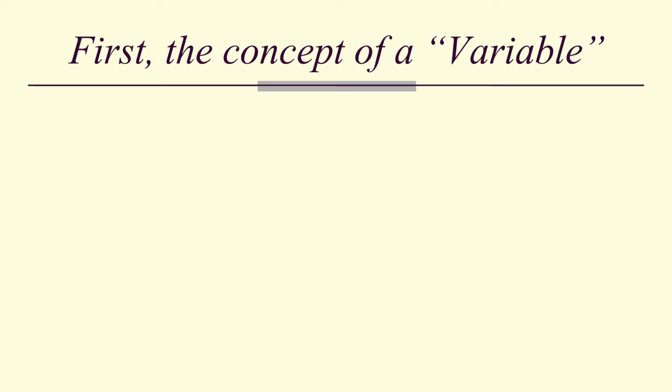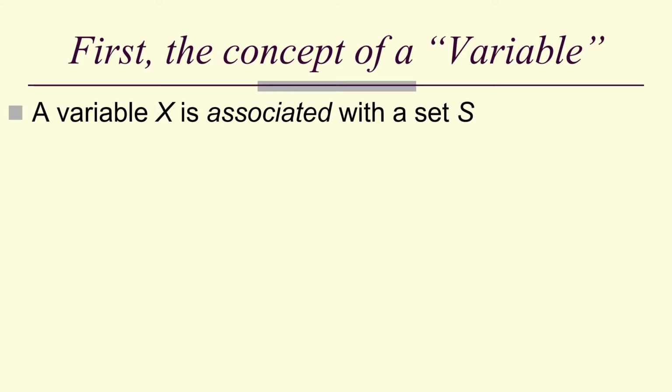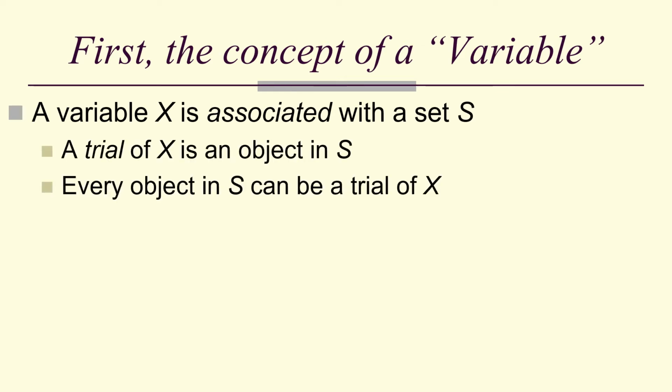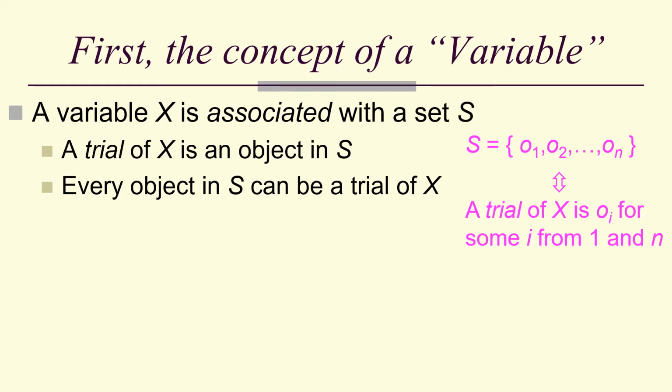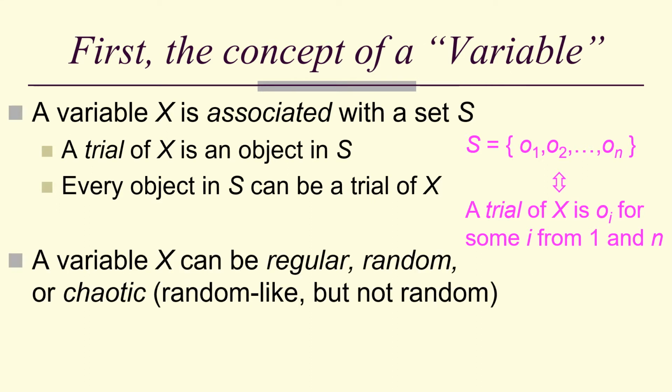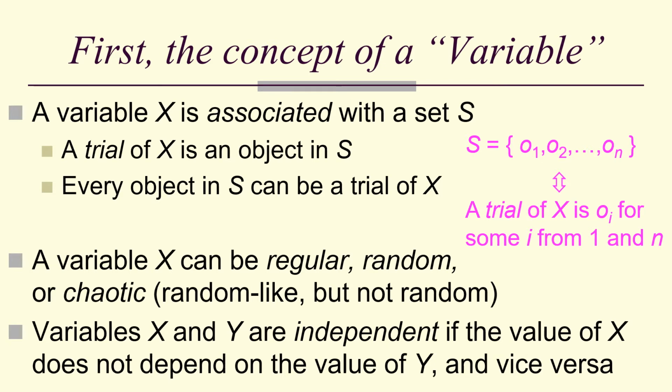So first, what is a variable? Well, a variable X is always associated with a set S, which means a trial of X is an object in S, and every object in S can be a trial of X. So if S is a set of objects, then a trial is an object in that set. A variable can be regular, random, or chaotic, which means random-like, but not actually random. Variables X and Y are independent if the value of X does not depend on the value of Y and vice versa.